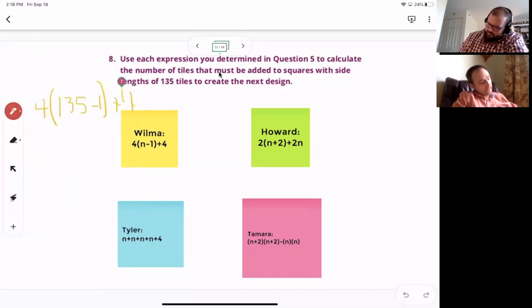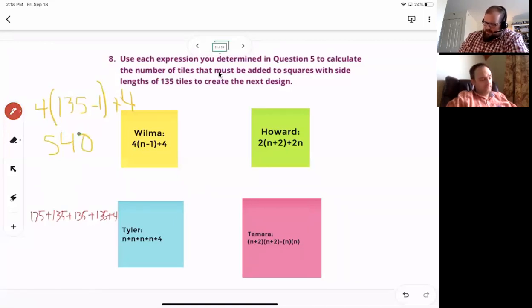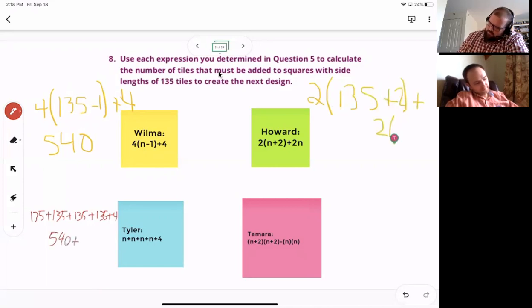So I'm just plugging in 135 for n. And then I got to get my calculator out because I'm too tired to do all this work. 135 minus 1 is 134, and then plus 4. And then I'm just adding 135 4 times. That's a lot like multiplying by 4, huh? I know, it really is. So I feel like that's going to be, I don't know, 540. I don't know where I got that number from. I think you used your calculator.